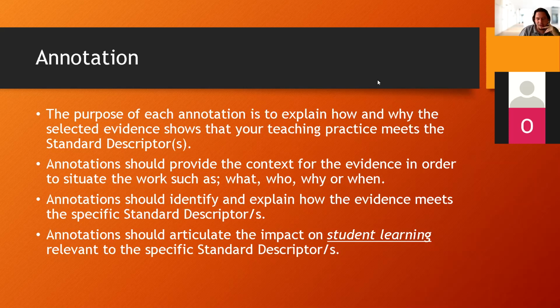Annotations should identify and explain how the evidence meets the specific standard descriptors. Annotation should articulate the impact on student learning relevant to the standard descriptor. Now, the reason why I have put student learning in italics and underlined it is one of the most common ways for a report to be rejected is when a teacher is only talking about what they did. So when a teacher is saying, I did this, I did that. You have to understand your annotation should be able to demonstrate how this helped the students. How did it help the students achieve the learning outcome that you wanted?